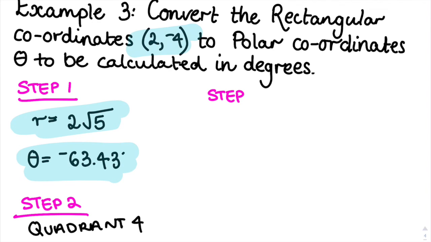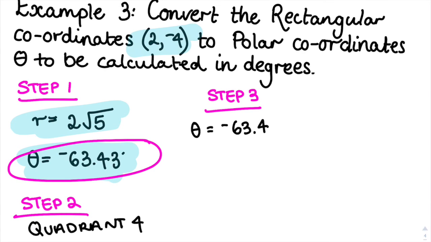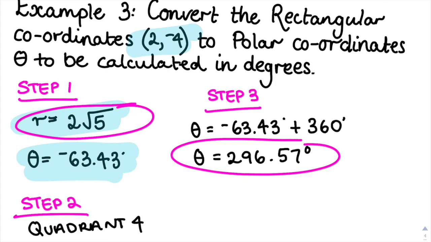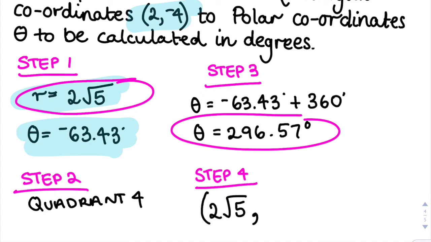Let's make our adjustment. The theta we calculated is -63.43 degrees. Adding 360 degrees to this gives 296.57 degrees. Therefore, we can conclude that 2, -4 in rectangular coordinates is equivalent to 2√5, 296.57 degrees in polar coordinates.